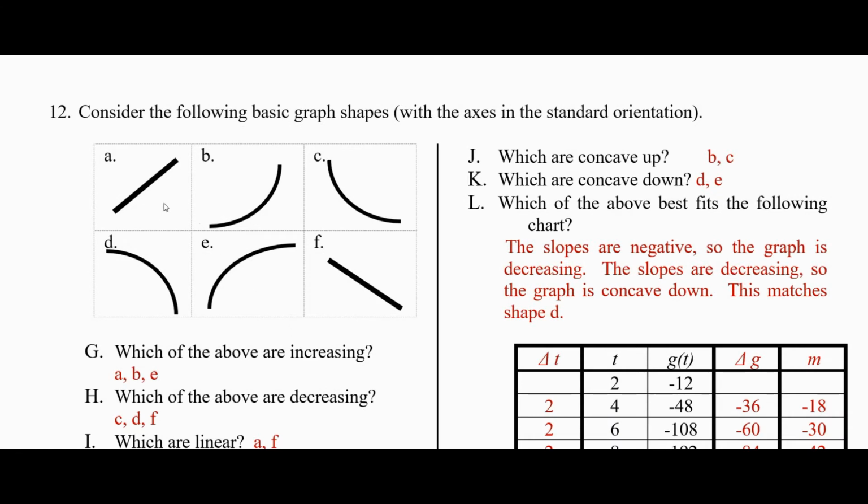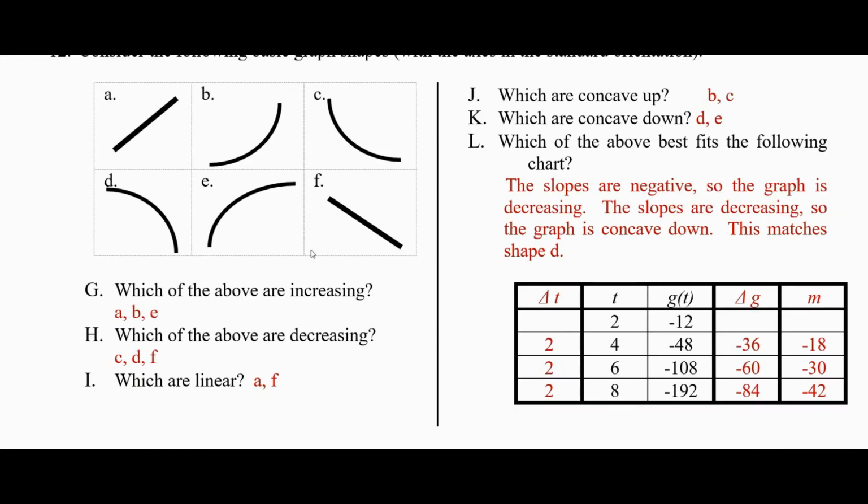Now, these are some shapes here. So this is increasing linear, increasing concave up, decreasing concave up, decreasing concave down, increasing concave down, and decreasing linear. The other one we could have added would be horizontal, which would be constant. Which ones are increasing? A, B, and E. Which ones are decreasing? The other ones, C, D, and F. Which are linear? That's A and F.